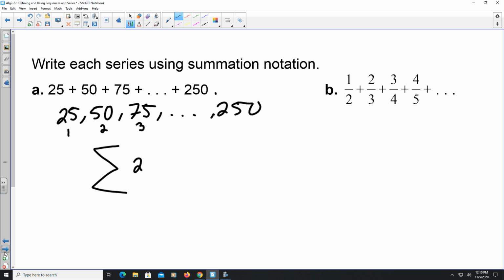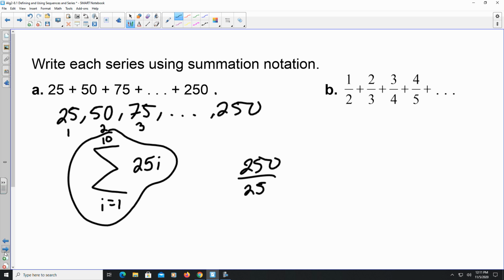So what I'm going to do is I'm going to write this as 25i. All right, I'm going to start with i equals 1 on the bottom. And then what I'm going to do to figure out what my top value is, I'm going to take the 250 and divide it by 25. 250 divided by 25 is 10. So I'm going to put 10 over here. All right, let's see if it works out. So if I put 25 times 1 is 25. 25 times 2 is 50. That checks out. 25 times 3 is 75. And then the 25 times 10 is 250. So this would be my series written in sigma notation.